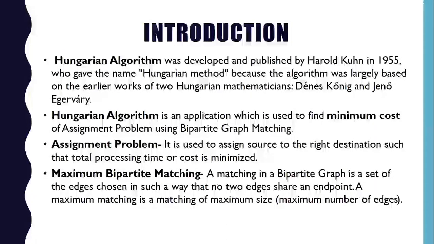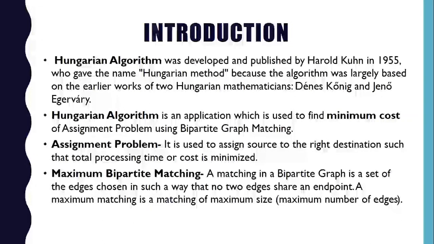Now first let's look into what the Hungarian algorithm is. It is an application which is used to find the minimum cost of an assignment problem using bipartite graph matching. What is an assignment problem? Assignment problem is used to assign a source to the right destination such that the total processing time or cost is minimized. The most important thing to remember in the Hungarian algorithm is that it deals with finding out the minimum cost of the problem, which is the optimal solution when we look into the assignment problem.